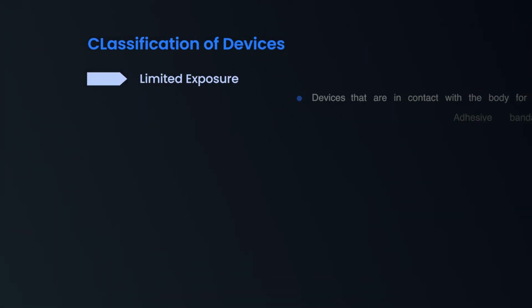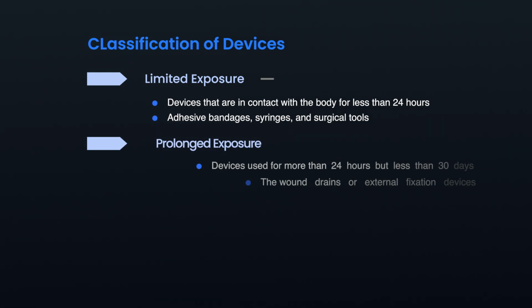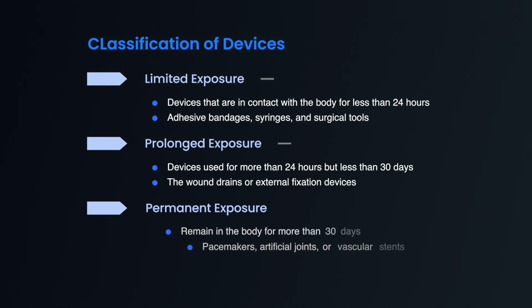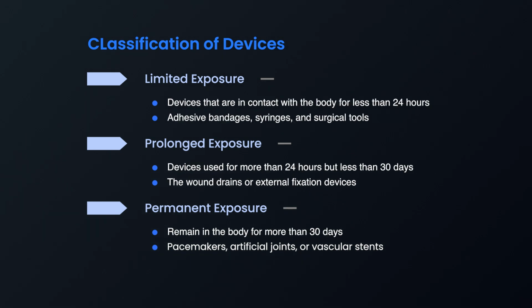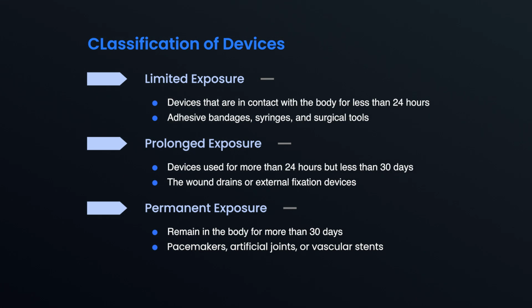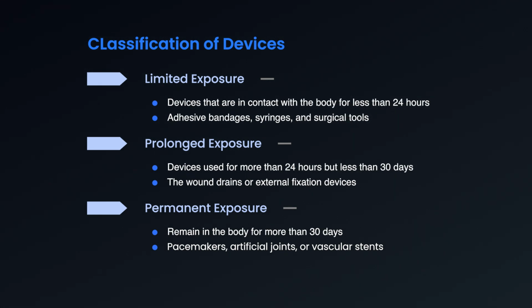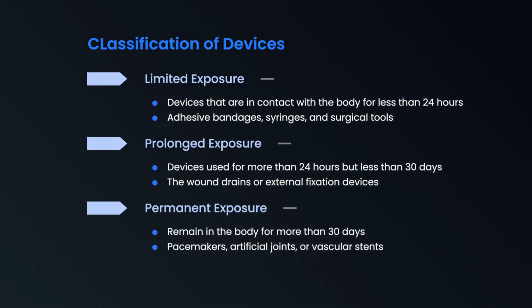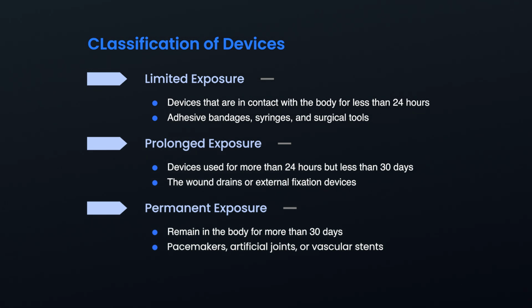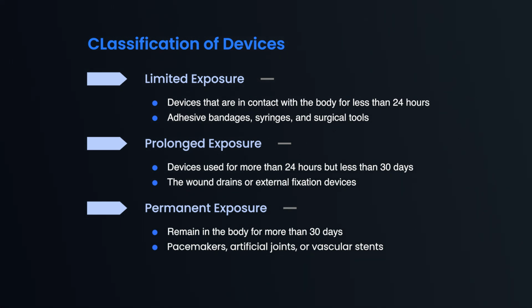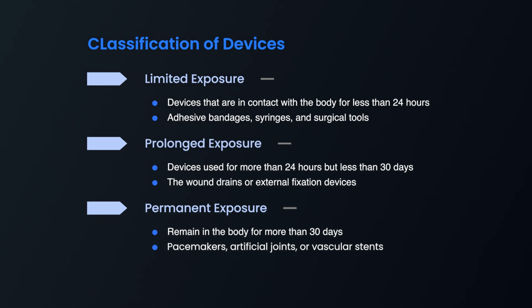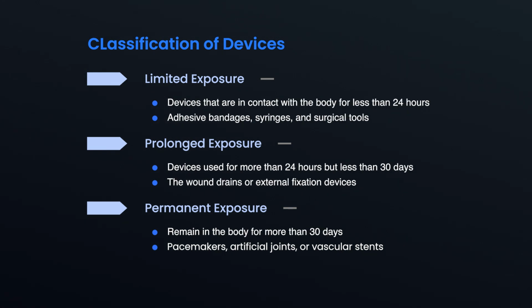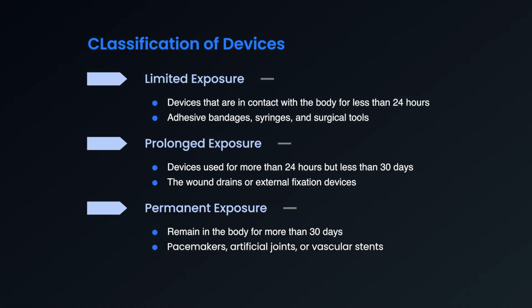Number one is limited exposure. This includes devices that are in contact with the body for less than 24 hours. Examples include adhesive bandages, syringes, and surgical tools used during procedures. Number two is prolonged exposure. These are devices used for more than 24 hours but less than 30 days. Temporary implants such as wound drains or external fixation devices fall into this category.